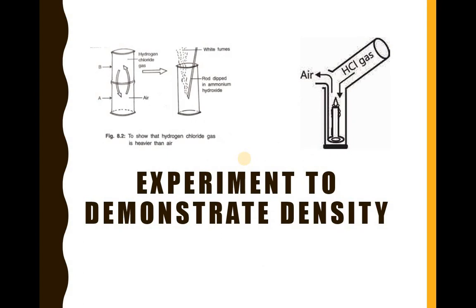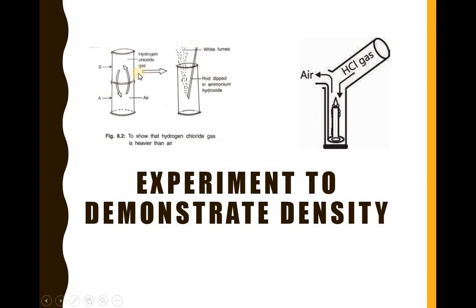Now, an experiment to demonstrate the density. You see this one. It can be proved by pouring the gas into a jar with a burning candle as shown in this figure. Now as we know, hydrogen chloride is heavier than air. Air can be easily displaced when hydrogen chloride gas is transferred to this gas jar. Now the candle will be extinguished because HCl gas is heavier, occupies the lower portion of the jar and forces the air out of it. So this experiment proves that HCl gas is neither combustible nor a supporter of combustion.